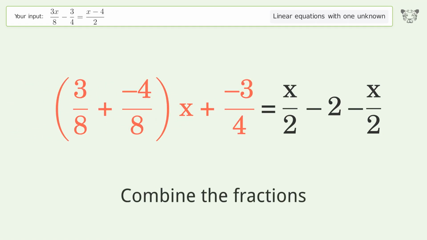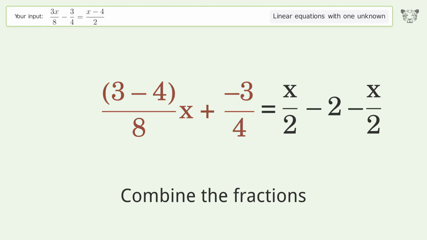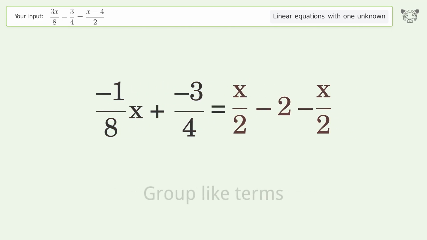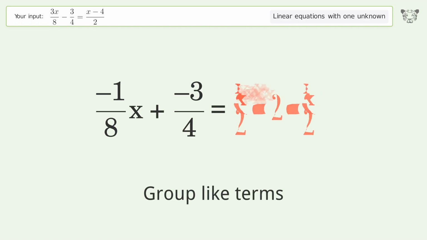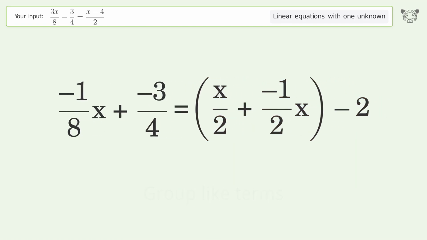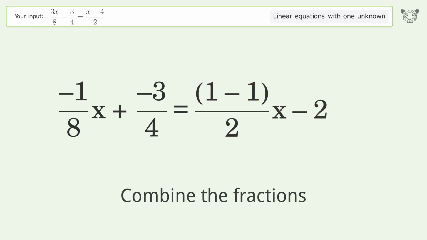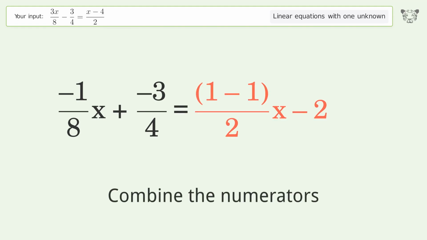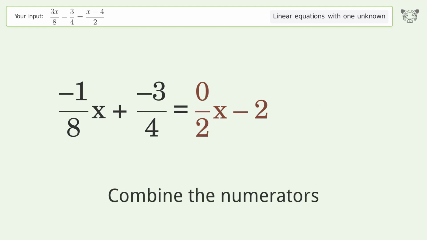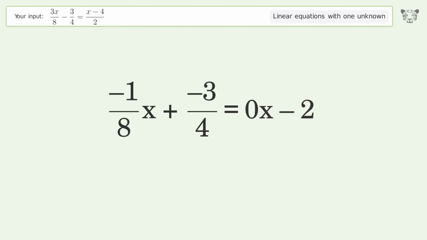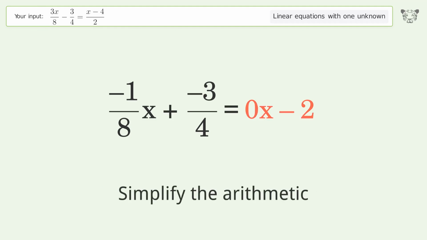Combine the fractions. Combine the numerators. Group like terms. Combine the fractions. Combine the numerators. Reduce the zero numerator. Simplify the arithmetic.